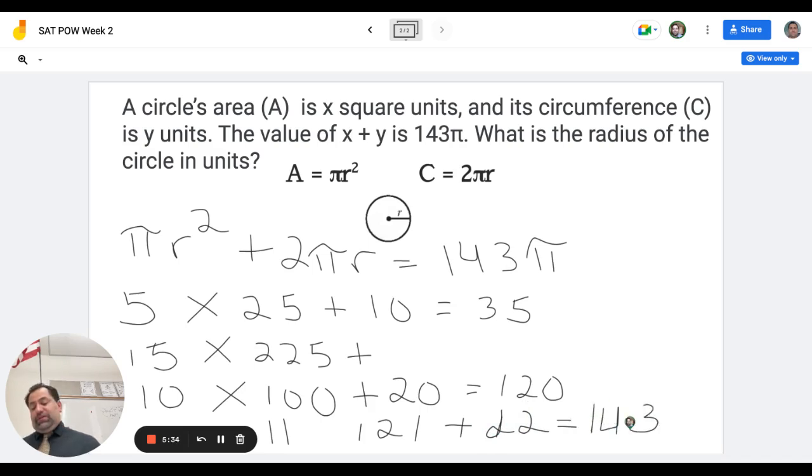which is what we were looking for in the equation. So I know the radius is 11. So there's a variety of ways to look at a problem depending on what you have, and hopefully this helps.